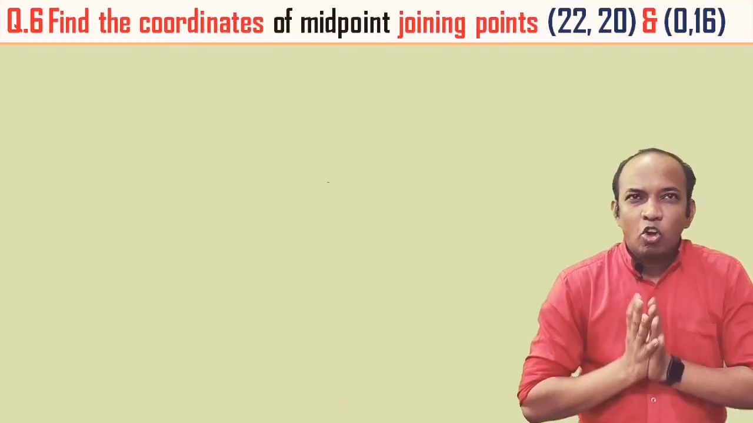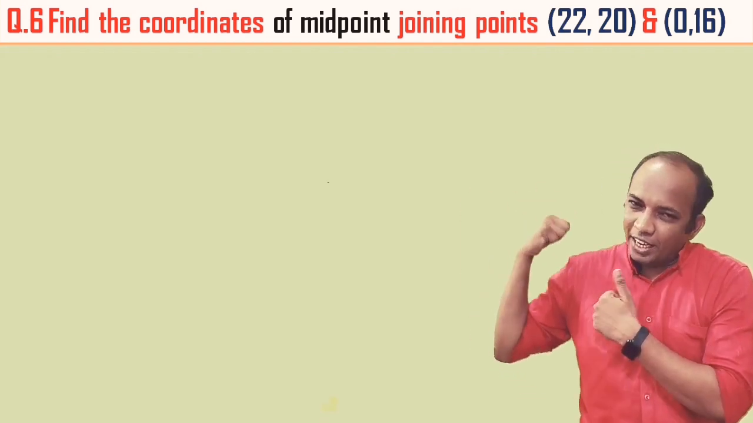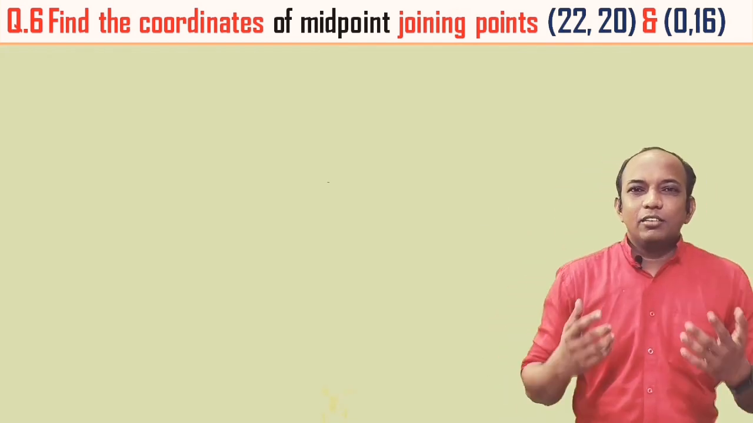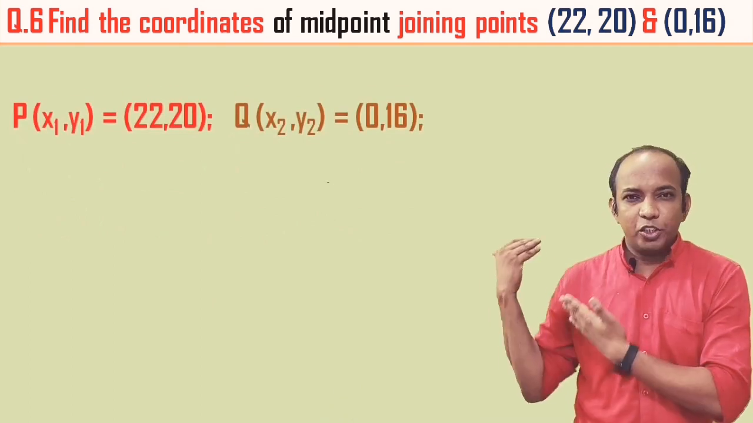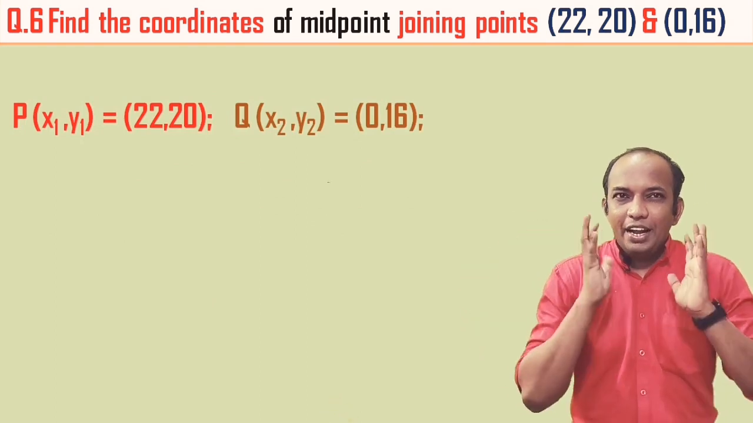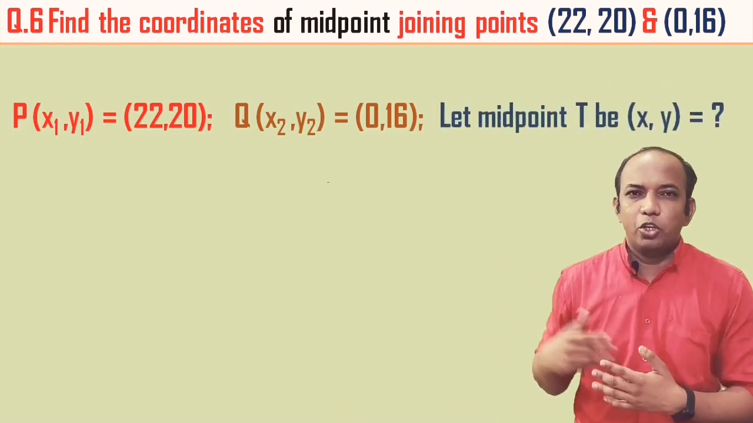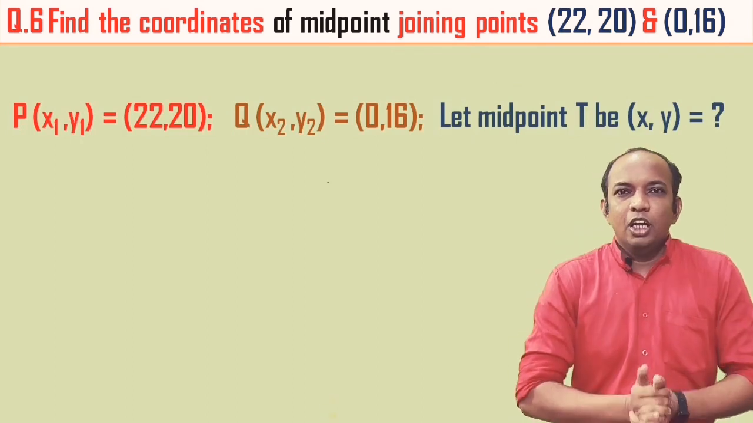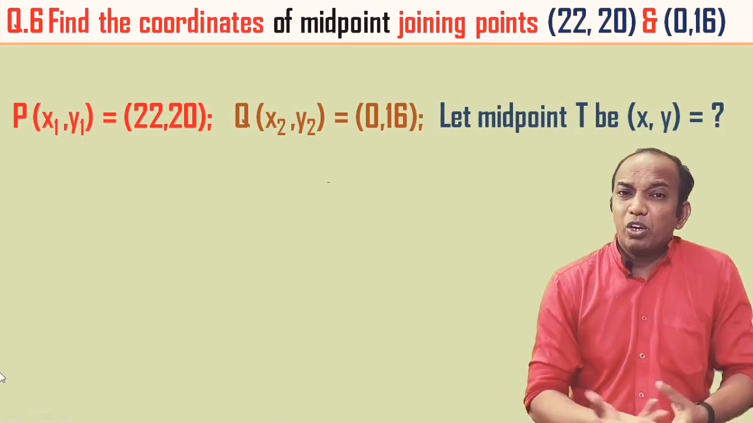The question says we need to find the coordinates of the midpoint joining the points (22, 20) and (0, 16). Okay, so let's consider point P, which is x1 y1, whose coordinates are 22 and 20. For point Q it is x2 y2, and the coordinates are 0 and 16. Now let the midpoint of the segment joining P and Q be T, whose coordinates are x and y, and we need to find those coordinates. As it's a midpoint, which is mentioned in the question, we will proceed with the midpoint formula.